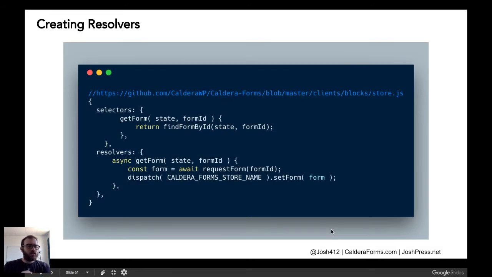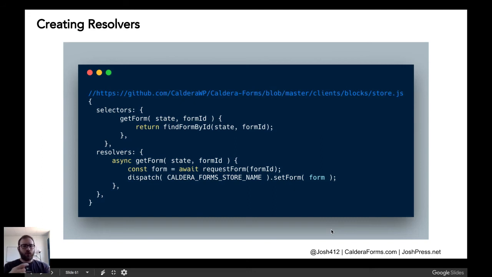Right, so this is actually from Caldera Forms' Gutenberg block. I wanted to kind of come into Gutenberg here. But this is selectors. I kind of cut this down. We have one called getForm. And the second argument is form ID, right? So state always gets passed, but when we call it, we only pass form ID.